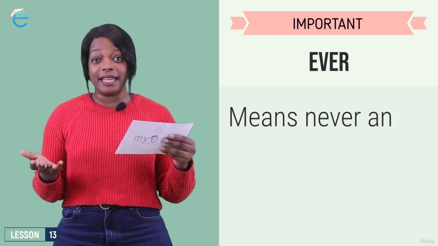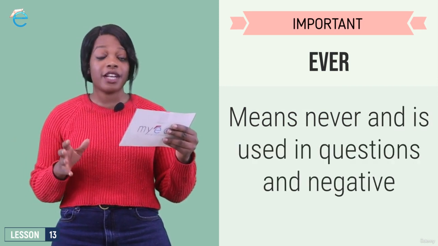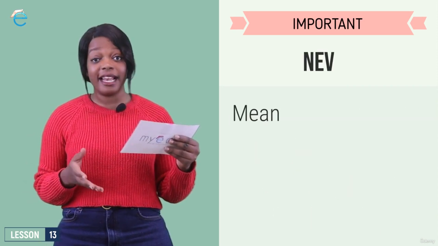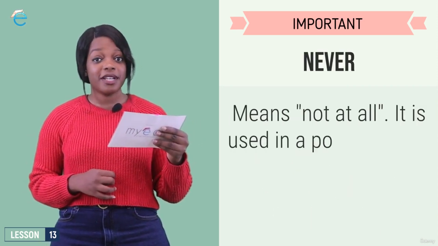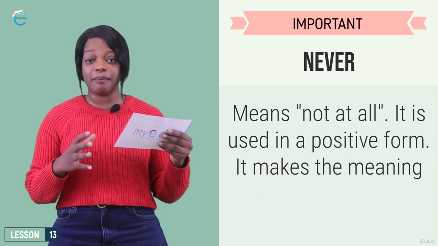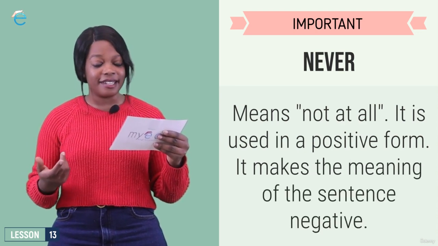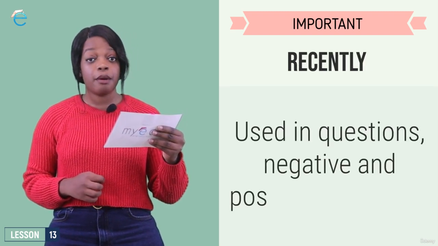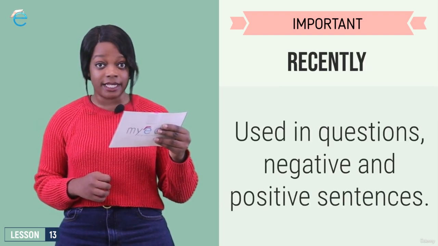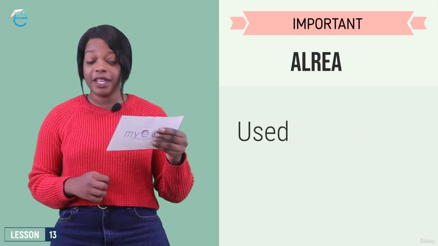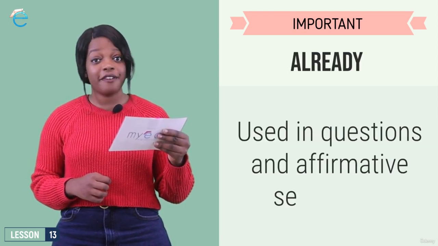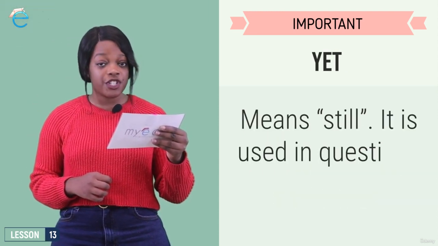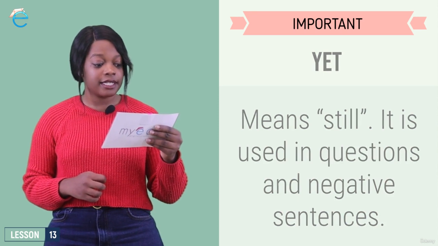Ever, which has a meaning like never, is used in question and negative sentences. Never, like not at all, is used in positive sentences. It makes a positive sentence have a negative meaning. Recently is used in questions, positive and negative sentences. Already is used in question and affirmative sentences. Yet is used in question and negative sentences.